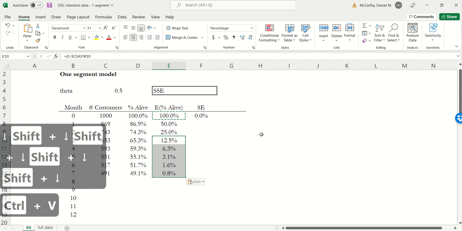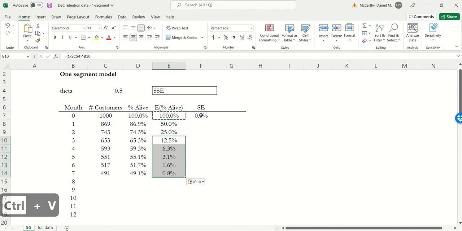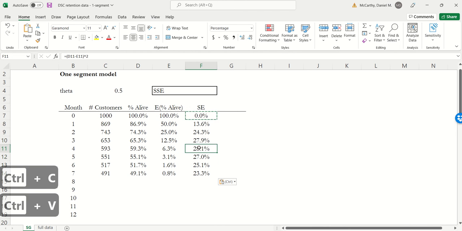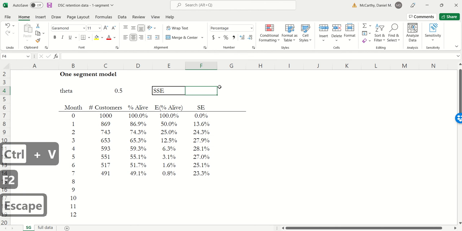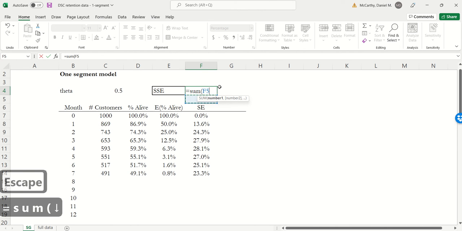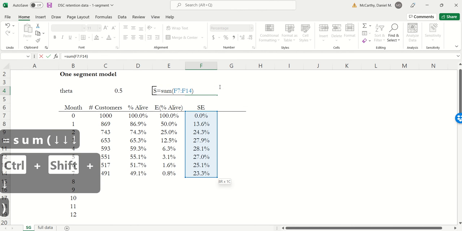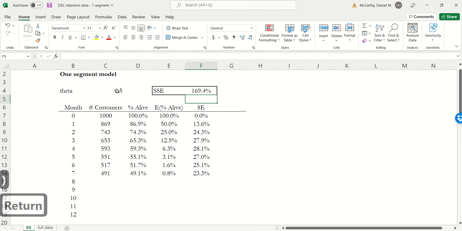The way that we're going to estimate theta is we're going to find the value of theta that minimizes the sum of the squared difference between the expected and actual retention curves, or the expected and actual percent of the cohort that's alive. So I'm going to basically take the difference between this number and this number, square it, and then go up over here and sum all those values. And then I'm just going to find the value of theta, again, that makes this discrepancy as small as possible.